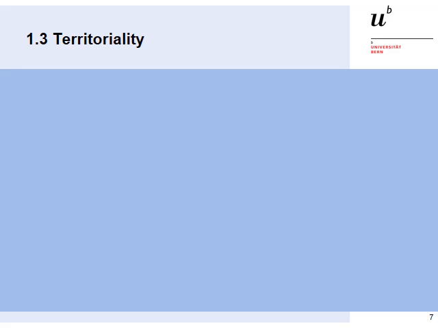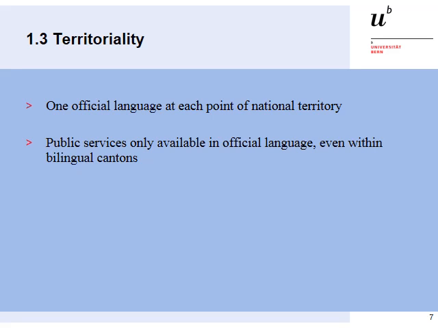So, as a consequence of this, the way in which an official language is determined within a canton underlies the principle of territoriality. This means that, with a few exceptions, at each point of the territory of Switzerland there is only one official language. According to Grin and Korf, this means that even in bilingual cantons, public services are only available in one language, the official one of that particular territory.